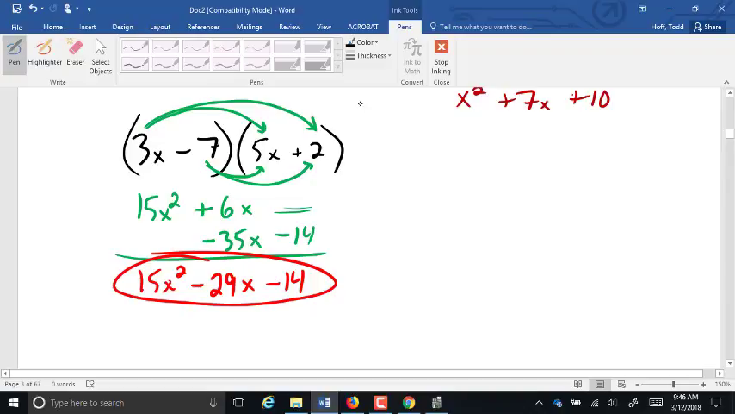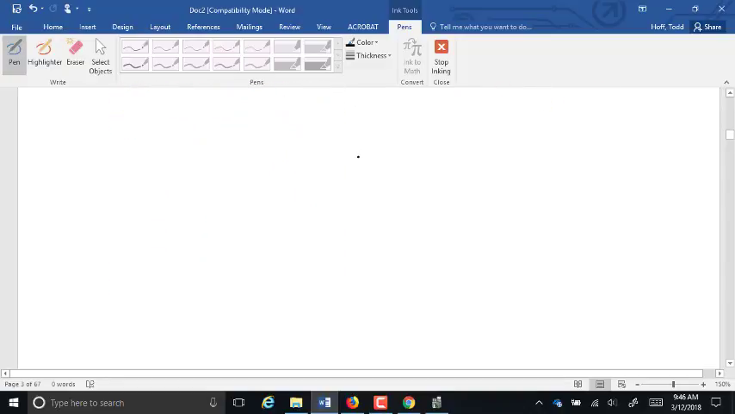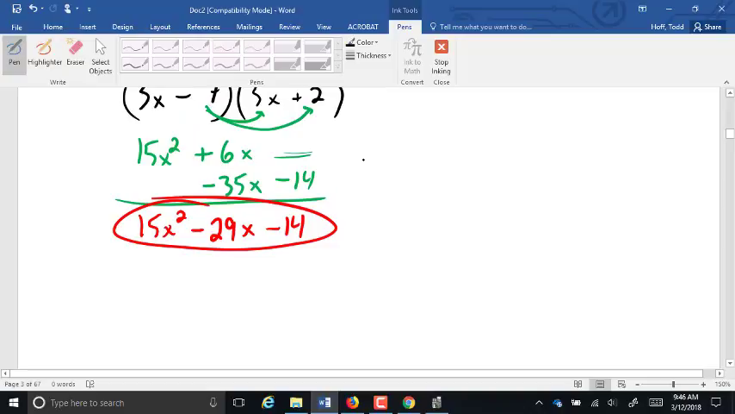Let's have you guys try a couple of those. We'll start you off with, let's get back here, this one, 4x plus 7 times 3x minus 5. Well, let's try that one. We'll go over it.